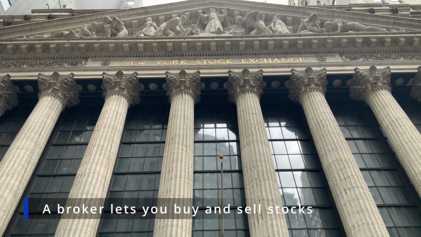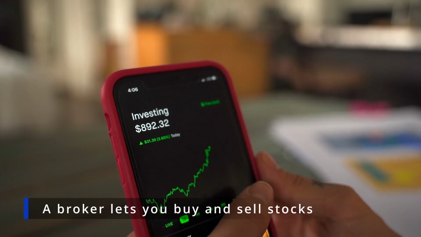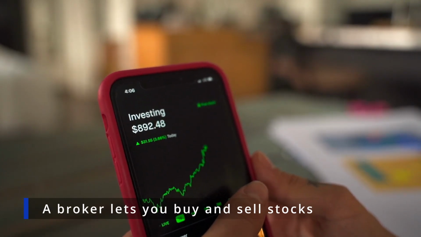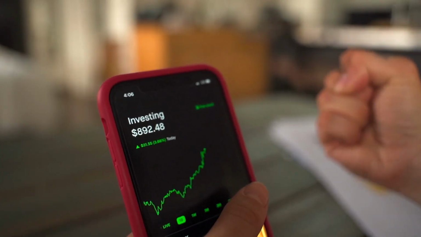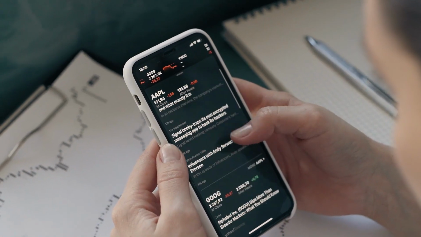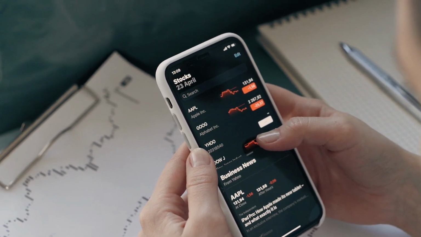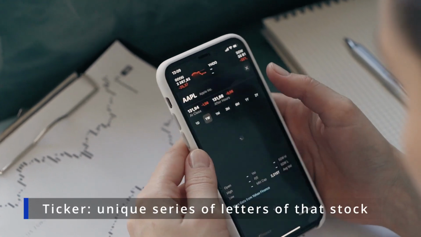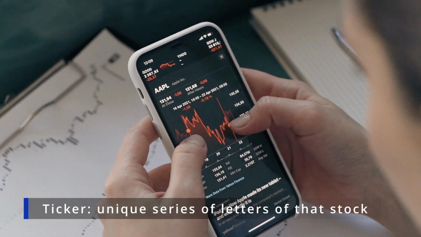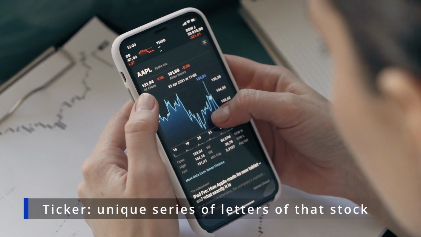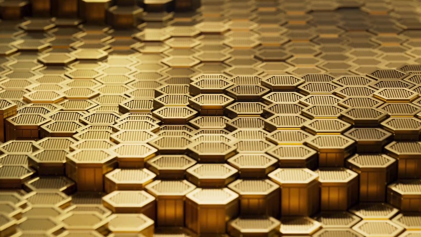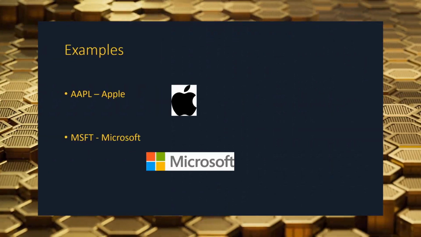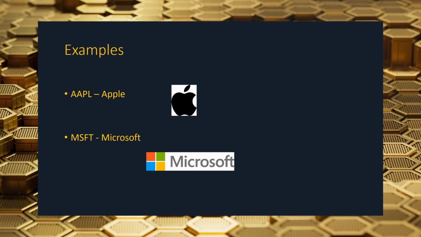You can access a stock exchange through your broker. A brokerage account lets you buy and sell your stocks on different exchanges. In a future video, I will explain to you what to look for when you're picking your broker. Stocks are usually referred to by a ticker. A ticker is a unique series of letters representing the company. Examples are AAPL, which is Apple, and MSFT, which is Microsoft.